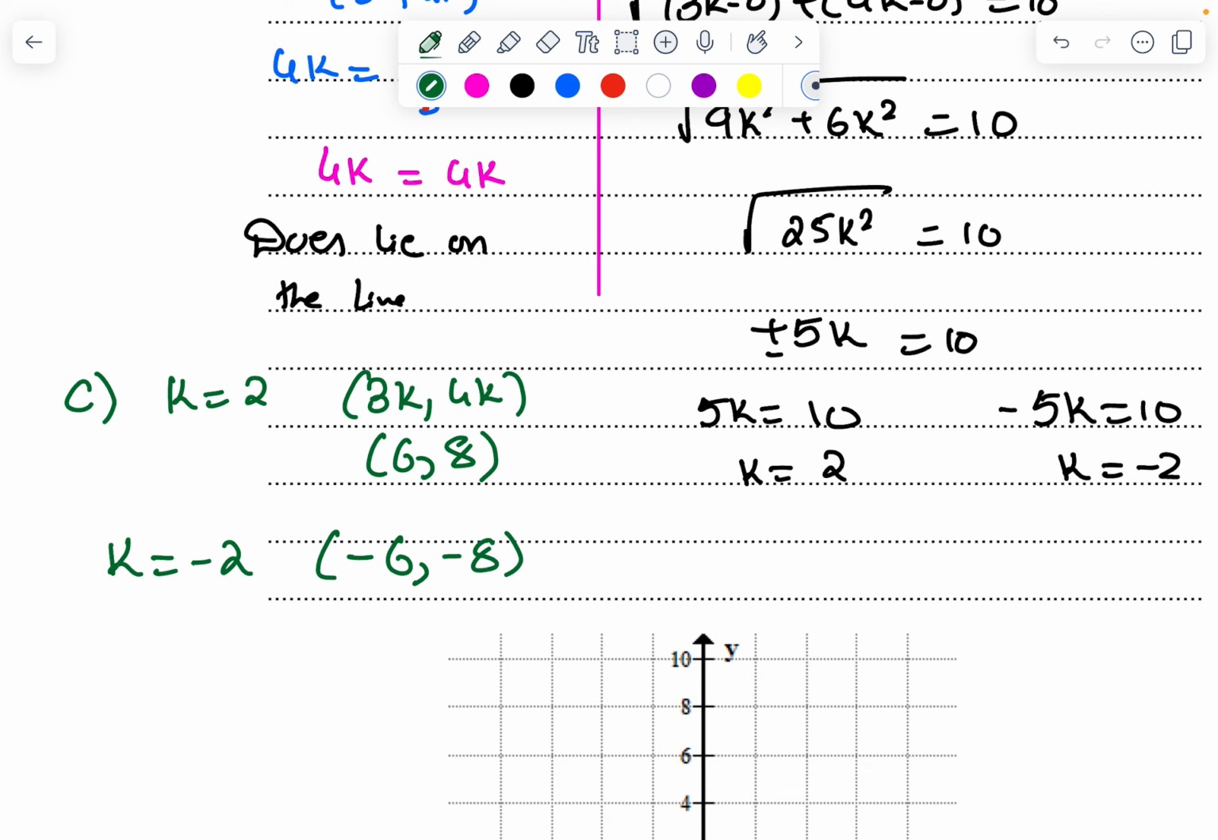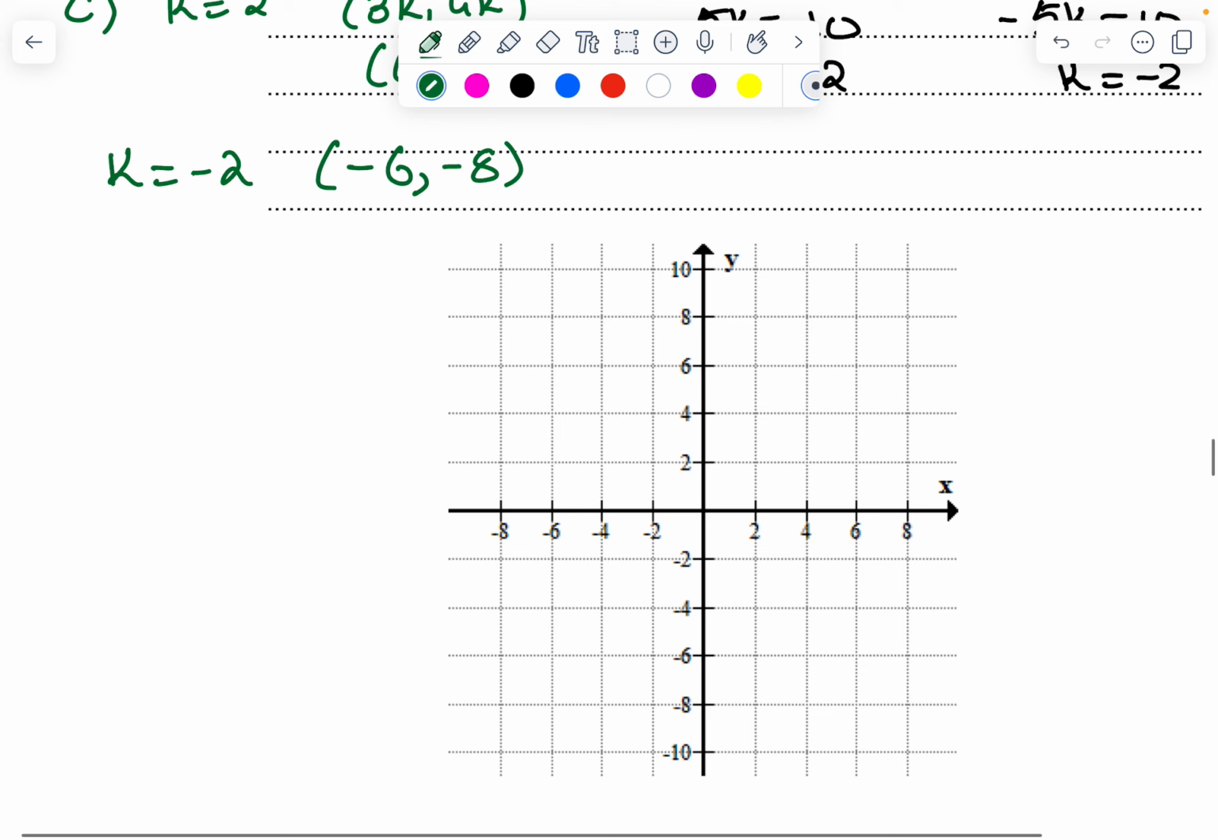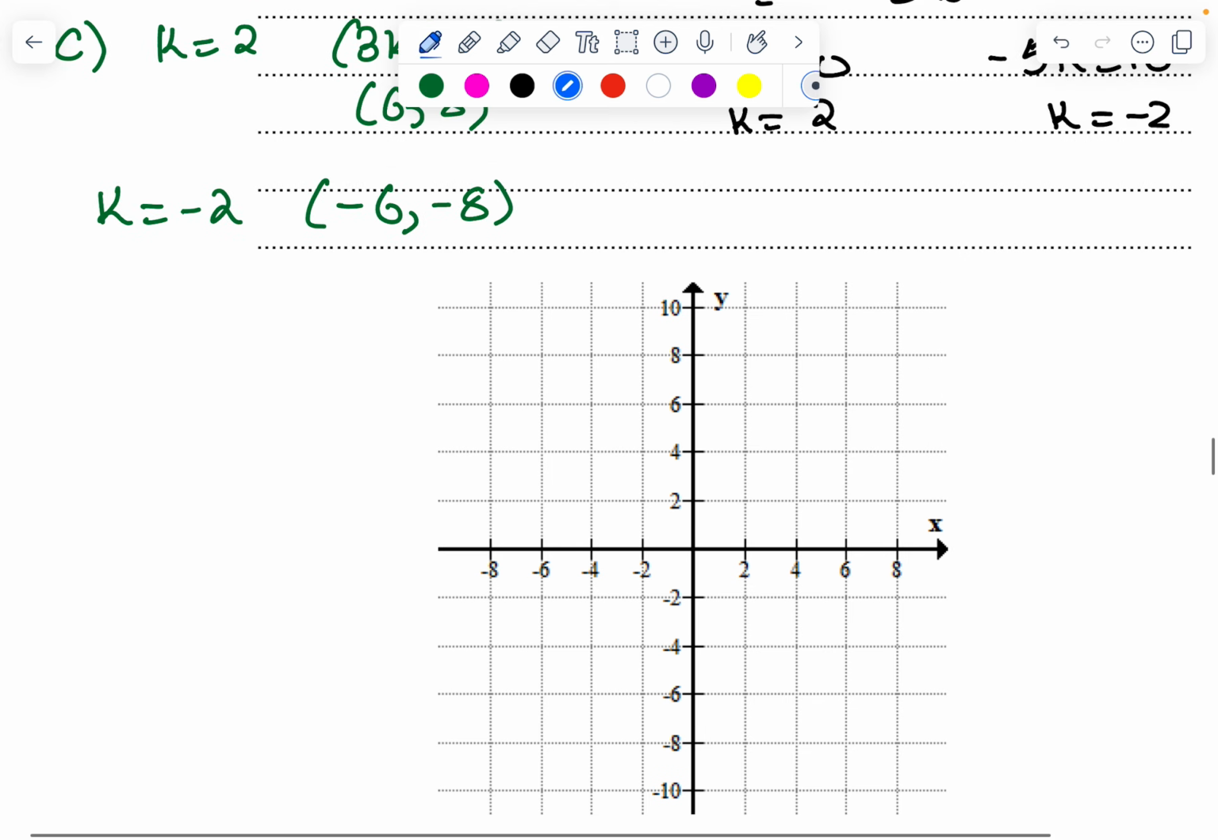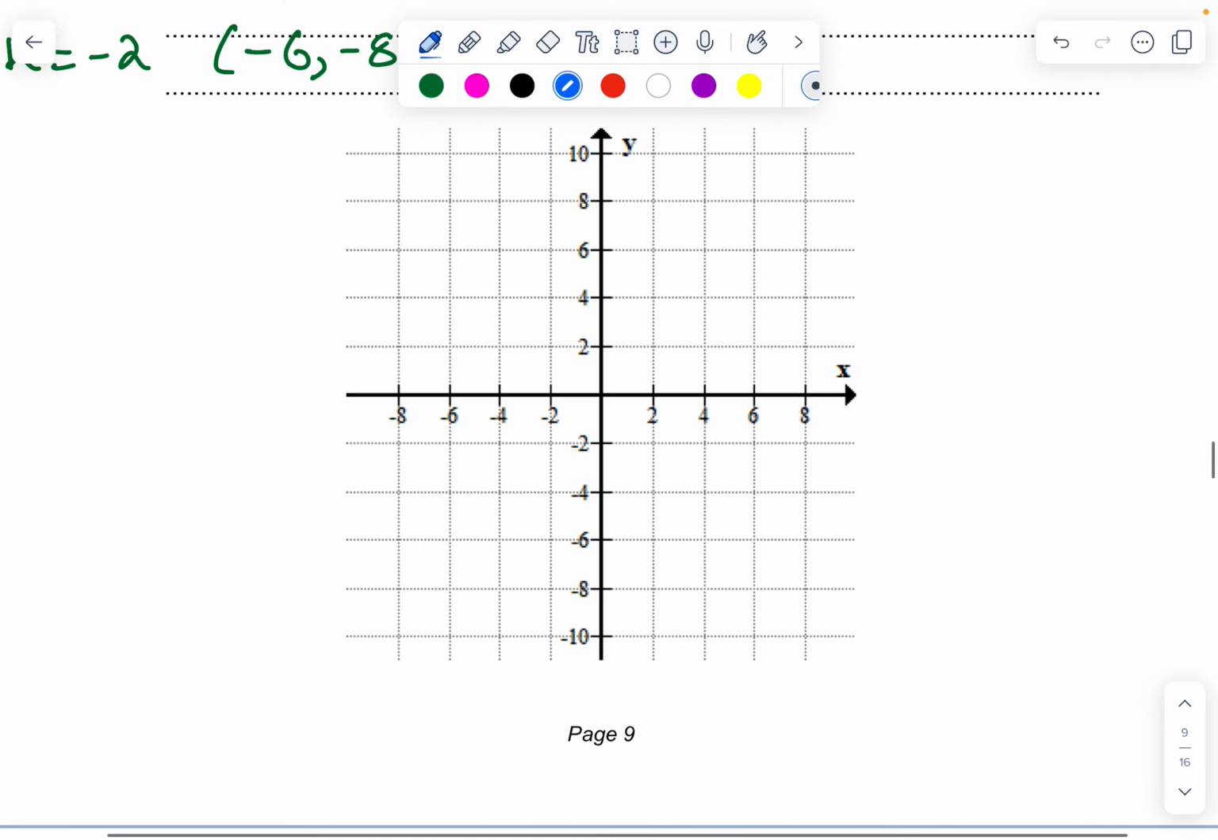Then what it says, I want the next one. Let me take a mouse and do this one. The points (6, 8) and (negative 6, negative 8). (6, 8) is over here and (negative 6, negative 8) is over here. Now I am going to join these 2 points. This is going to be the line for that equation. That completes question number 11.